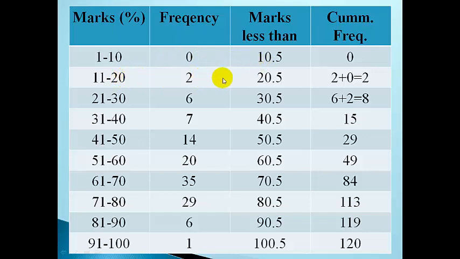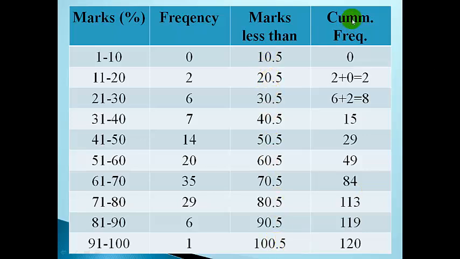20 plus 0.5 will give us 20.5. 30 plus 0.5 will give us 30.5. 40 plus 0.5 will give us 40.5. So in order, we have 50.5, 60.5, 70.5, 80.5, 90.5, and 100.5. So these are our marks less than.